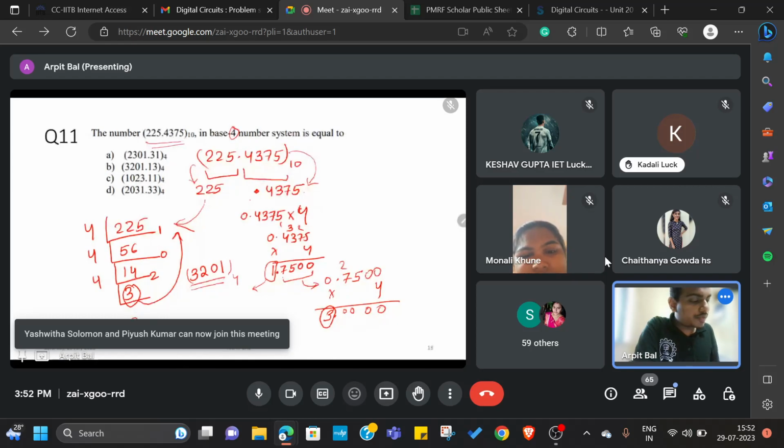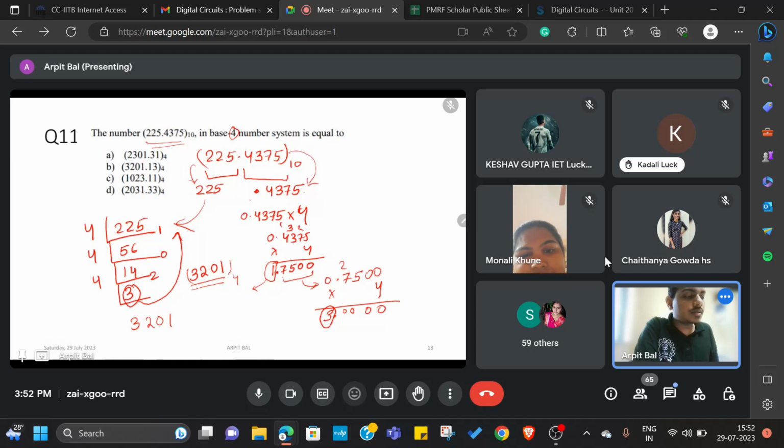From the long division method, we have 3 2 0 1. The last remainder that we obtained will come first here, then the next one, and so on. For the post decimal part, whatever is obtained first will be presented first. So 1 was the first value obtained after multiplication with 4, then the next one was 3. You may ask when to terminate the repeated multiplication. We usually terminate it when the entire post decimal part goes all 0, and here you can observe that it is all 0. So 3201.13 is our answer. That is option B.